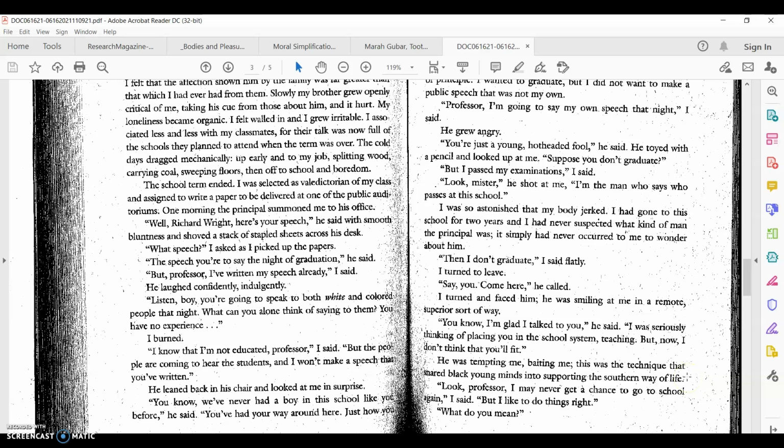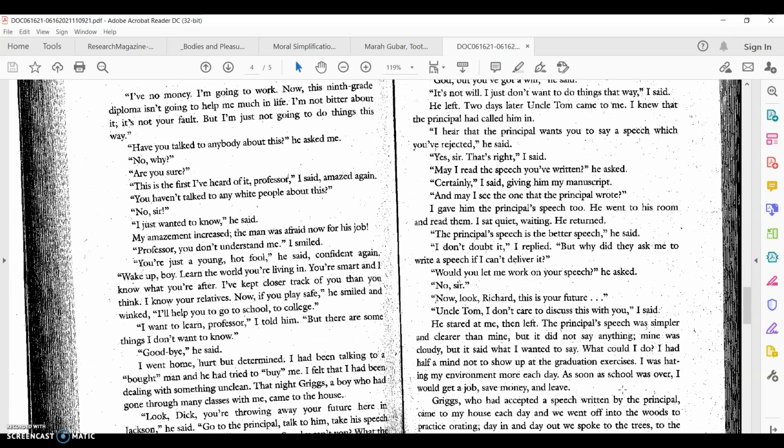Look, Professor, I may never get a chance to go to school again, but I like to do things right. What do you mean? I've no money. I'm going to work. Now, this 9th grade diploma isn't going to help me much in life. I'm not bitter about it. It's not your fault. But I'm just not going to do the things this way.